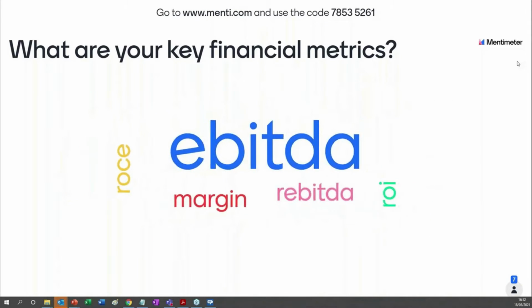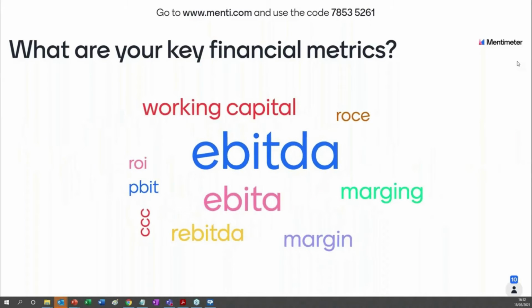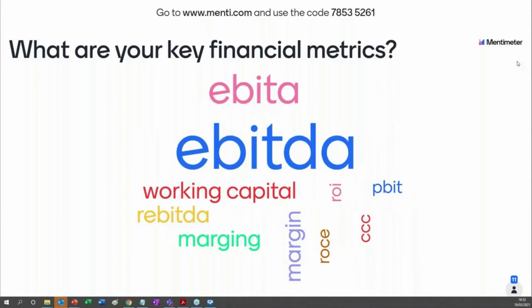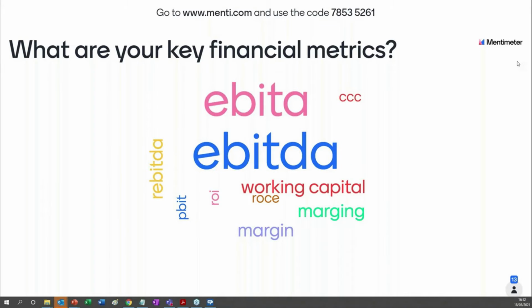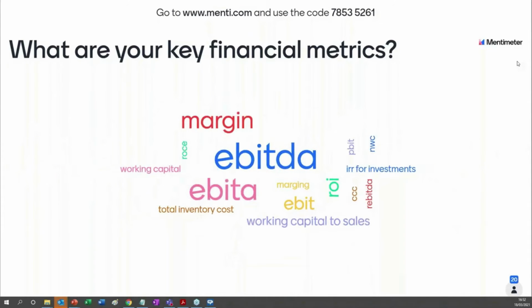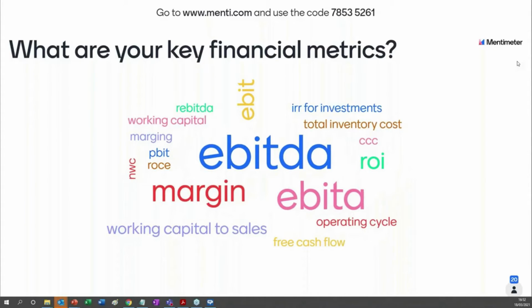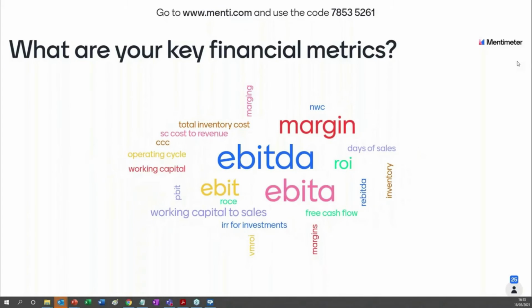EBITDA, REBITDA, yeah. ROI, working capital, margins, cash conversion cycle. That's already, let us say, quite advanced. Some of these metrics. Working capital to sales, that's interesting. Do we measure working capital to sales, or do we measure it versus the cost of goods? Free cash flow, yeah. I increasingly discover that free cash flow is a key metric to finance.